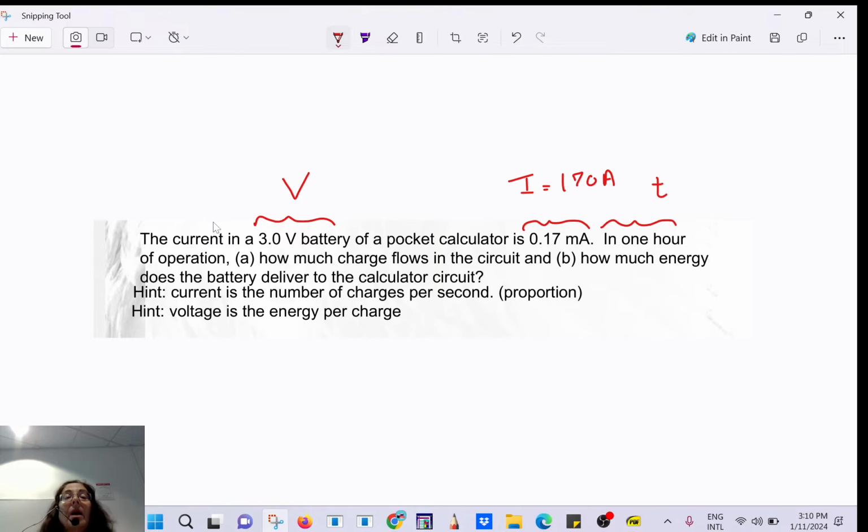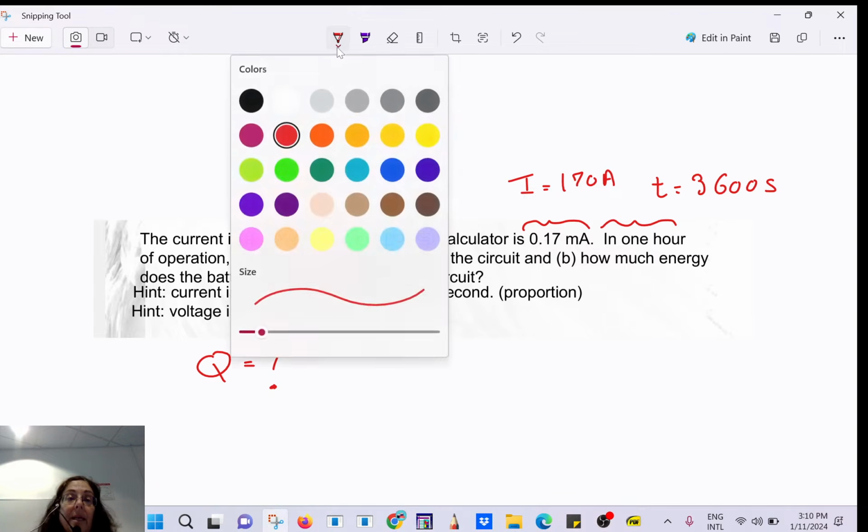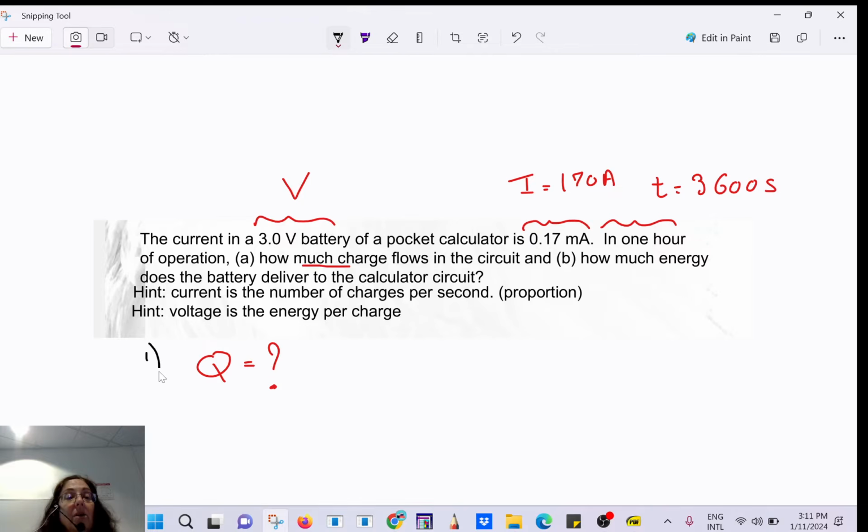So first thing, you want to identify all the physical quantities. Make sure you have the right units. So you don't want milli, you want amps. And the time, are you happy with 1 hour? No. Okay, so you convert that into seconds. Okay. And then it says how much charge. So it means charge is question mark. Okay, so you can look at your equation sheet that you are supposed to print out or just remember how it works. Which equation can I use?